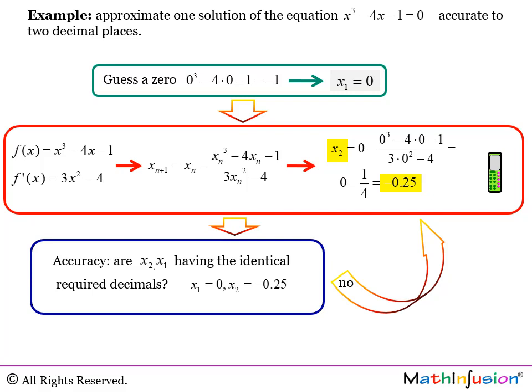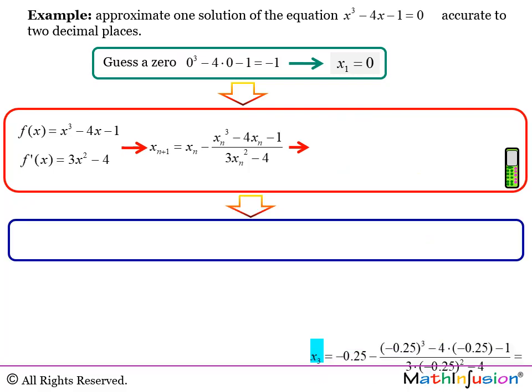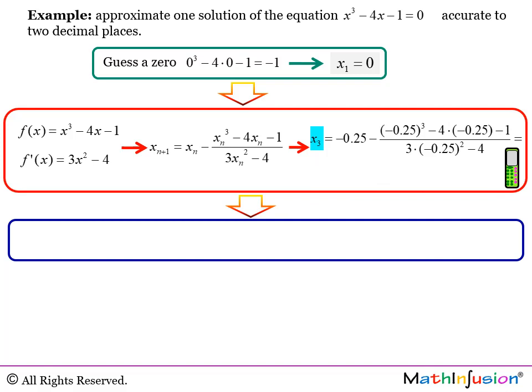So the next step, we are going to find x3. We are now substituting x2 in the expression to get x3, and we get that. Using a calculator, we get negative 0.254. Again, we have to check if this is accurate enough.